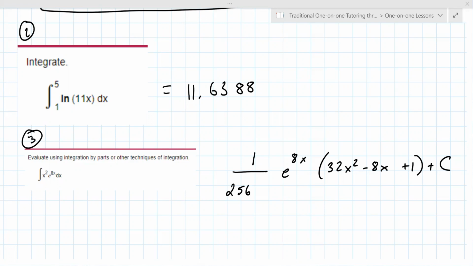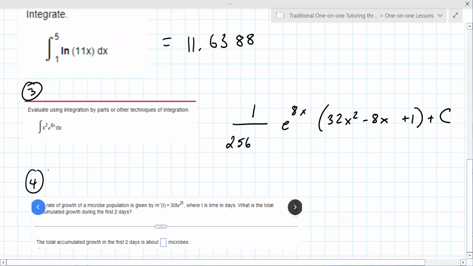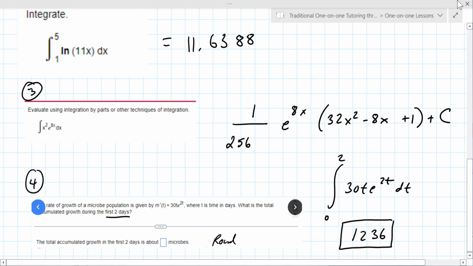All right, got it. All right, so the next question 4 is also an integration by parts, but whenever it actually says down here to round your answer, you can always just go to a calculator with that one. So you're integrating this function 30t e to the 2t dt from 0 to 2, because this is the first 2 days. And you throw it in the calculator and you get 1,236. Awesome. If we have time at the end, be happy to go through more of these as needed.